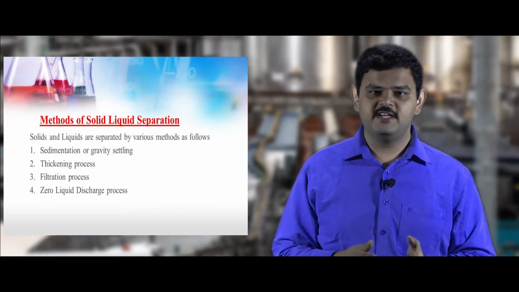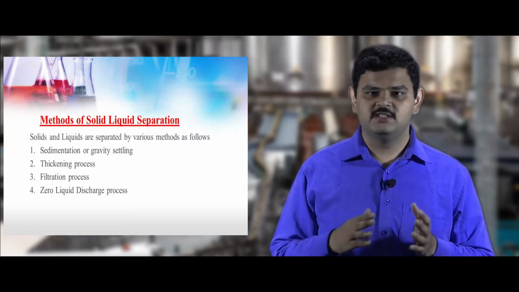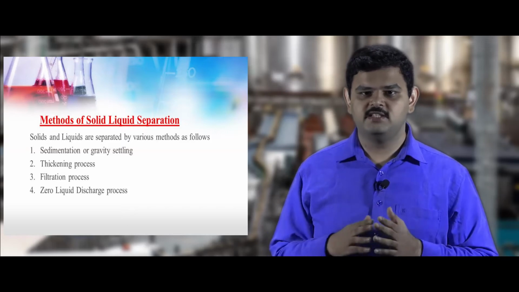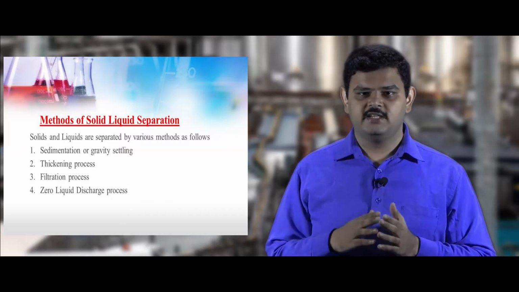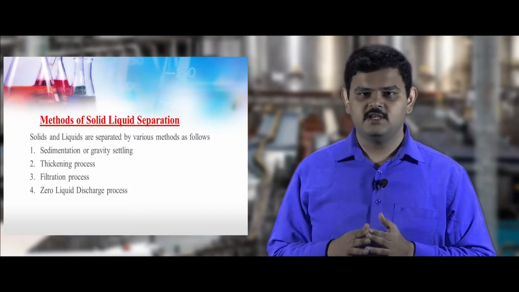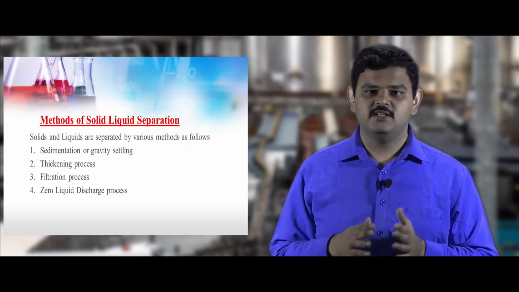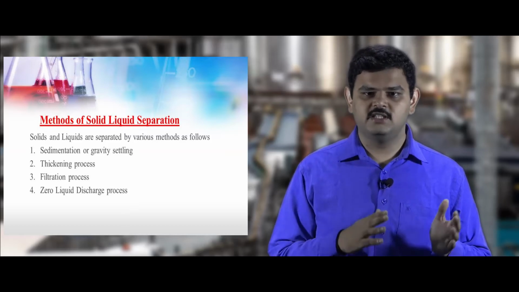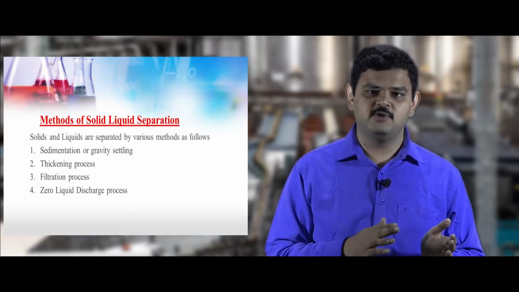Now we move on to different methods involved in the solid-liquid separation process. The first one is sedimentation or gravitational settling, where we use gravitational force for separation of solids and liquids. The second one is filtration, where a filter medium is used so that filter cakes are produced. The third one is thickening tanks, where we use the thickening process. The fourth one is the zero liquid discharge process, where we separate all the solids and reuse the wastewater internally.